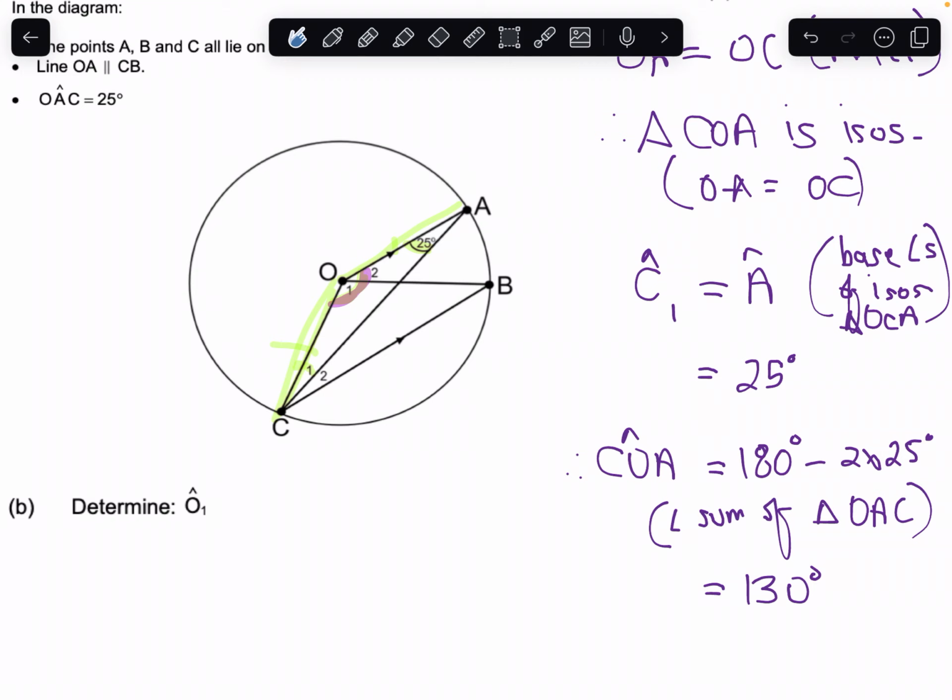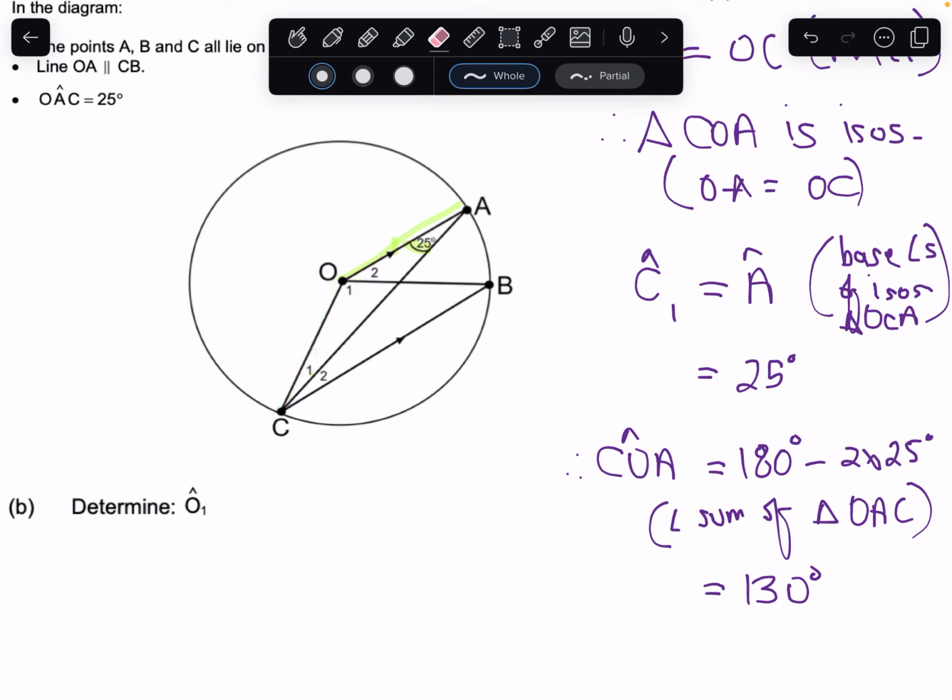Okay, let's see if the memo is tracking along. I closed the memo. Oh dear. So question 4. Where's question 4? Oh, okay, so yes, we get 130 degrees, perfect. Then we're asked to determine the size of O1.